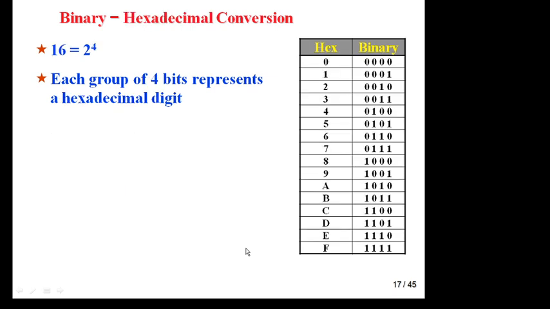Similarly, for binary to hexadecimal conversion, 16 is 2 to the power 4, so you have to make groups of 4 bits. Okay, there are digits 0 to F. A is 1 0 1 0, 10, 8 plus 2. Suppose E is 14, 8 plus 4 plus 2, 14. F is 15, 1 1 1 1, means 8 plus 4 plus 2 plus 1, 15.